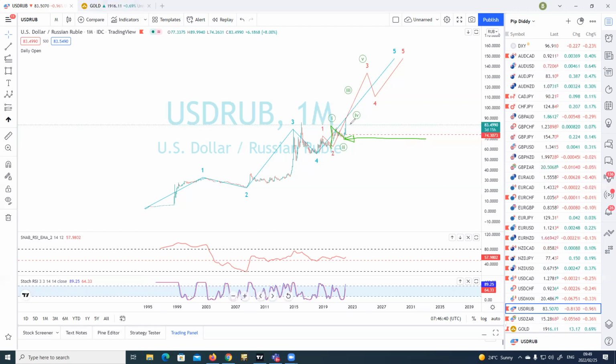Now, all I have to do is just wait after this sharp impulse here. I just want to see a correction in 3 waves, and then I can also jump into this trade here with this as my stop loss. Okay, so I'll be posting the details of how the trade goes. But for now, let's just see if we can position ourselves for that trade there.